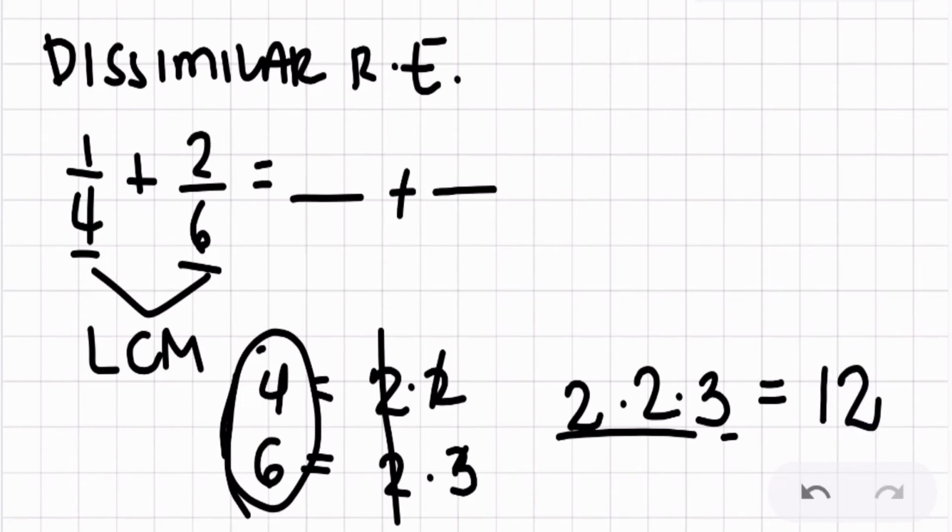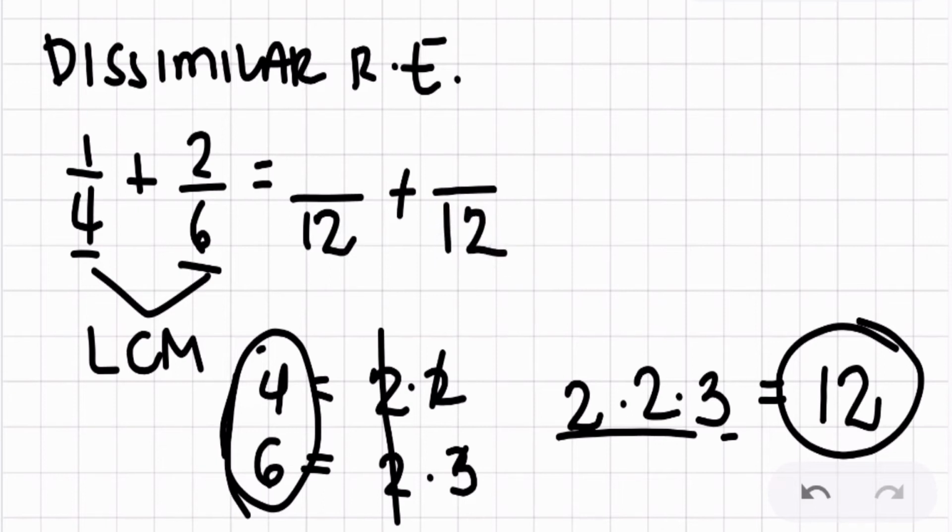Can 12 be divided by 4? Yes. And it can also be divided by 6. So therefore, this one now is our LCD. So let's use 12. After getting the LCD, divide 12 by 4, that is 3, times 1, that is still 3. 12 divided by 6 is 2, times 2, that will give us 4.